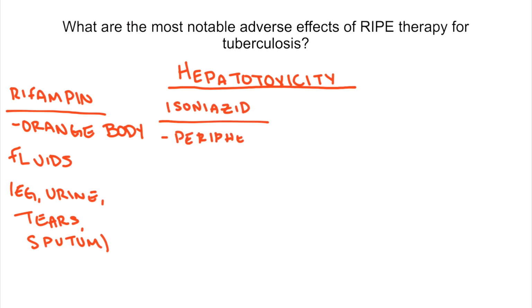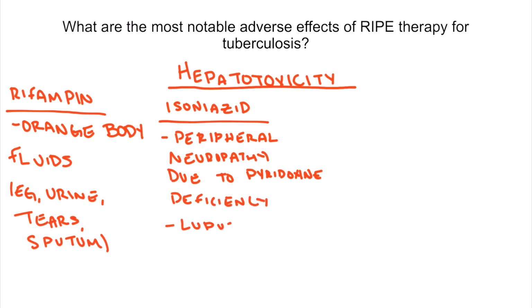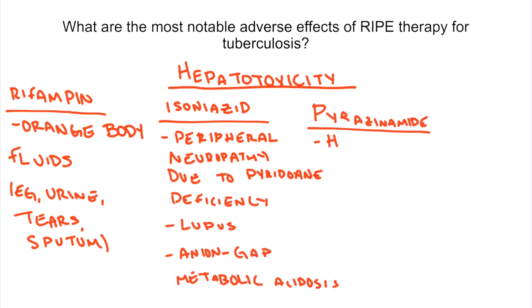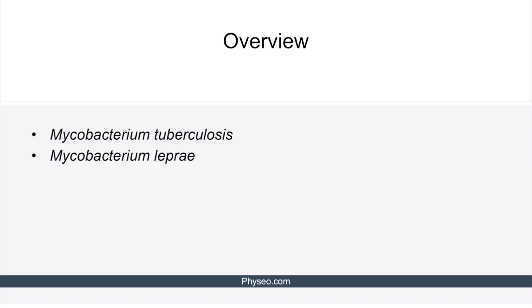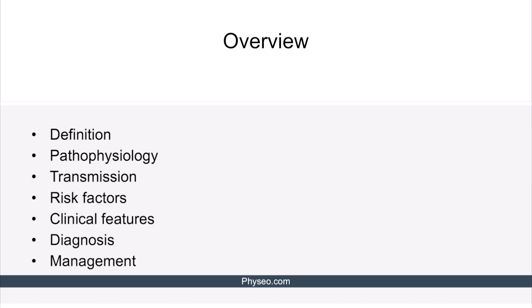Isoniazid can cause peripheral neuropathy due to pyridoxine deficiency, as well as lupus and an anion gap metabolic acidosis. Pyrazinamide can cause hyperuricemia and gout attacks. And finally, ethambutol can cause optic neuropathy. Okay, now let's move on to Mycobacterium leprae. As with Mycobacterium tuberculosis, we'll discuss the definition, pathophysiology, transmission, risk factors, clinical features, diagnosis, and management of leprosy.